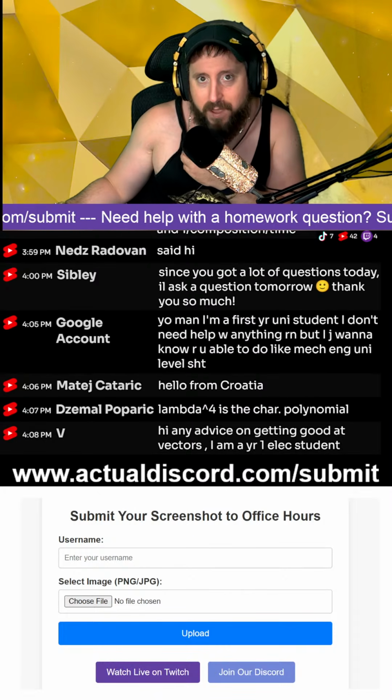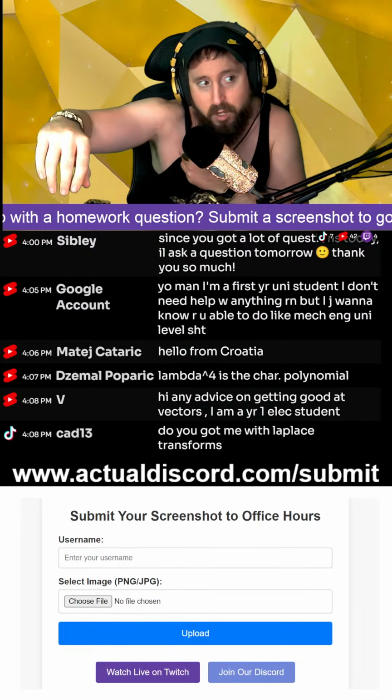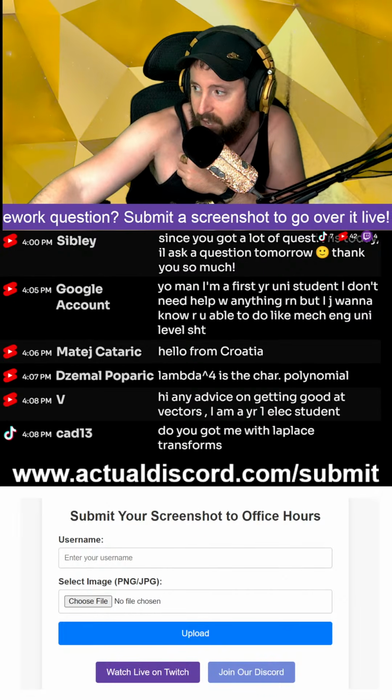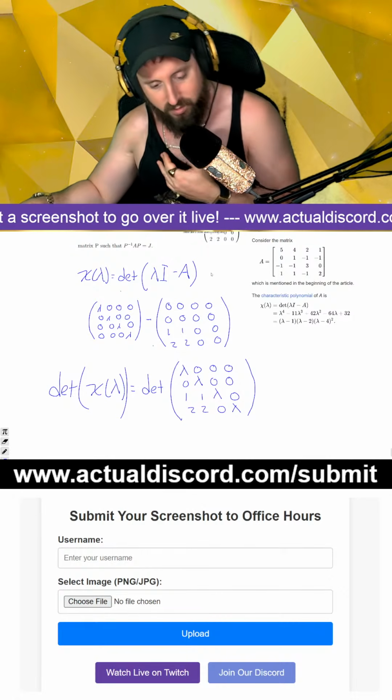Any advice on getting good at vectors? I'm a year 1 electricity student. I can do Laplace. I have done it. I might struggle a little bit, but I appreciate a challenge. I can definitely do Laplace.